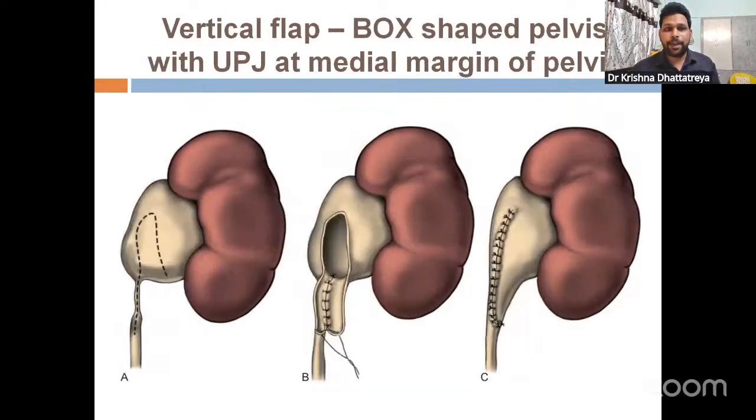Next is the vertical flap technique. That is for a box-shaped pelvis. If there is a box-shaped pelvis and the insertion of the ureter is located at the medial margin of the pelvis, see, this is a box-shaped pelvis. You can see my cursor, and the ureter is inserted at the medial margin of the pelvis. So in this condition, you can go for this Scardino-Prince vertical flap technique.